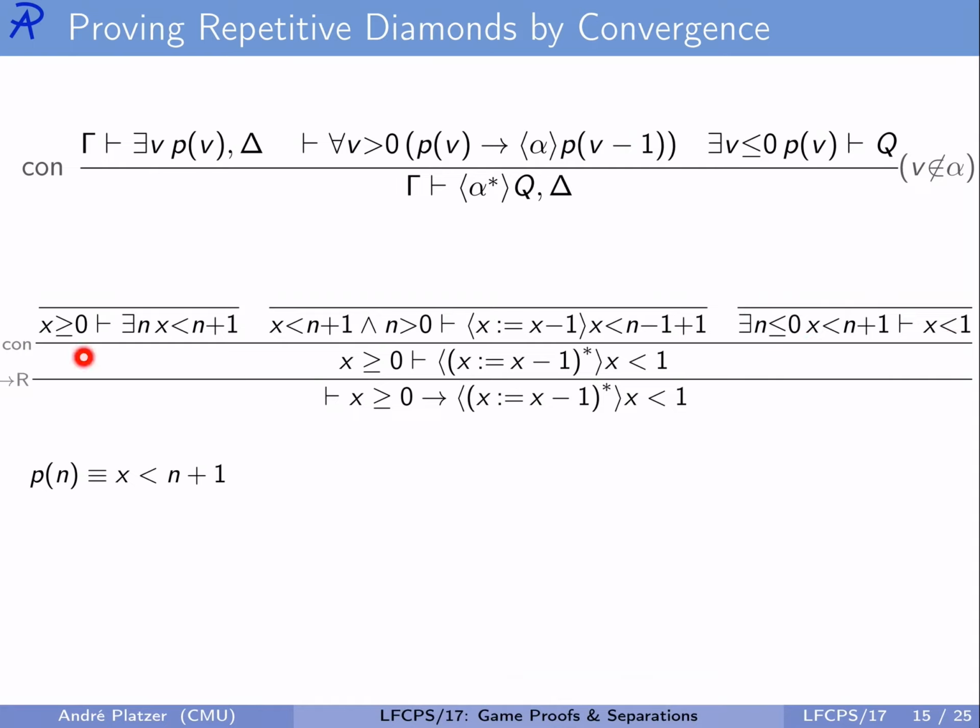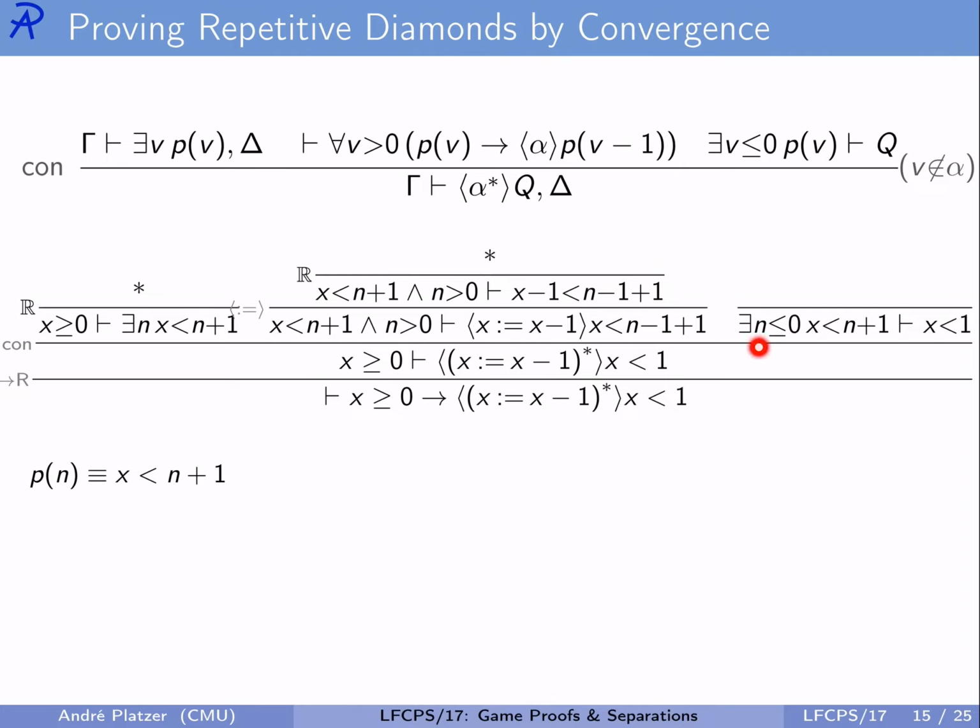Let's prove them separately. So if x is greater or equal to 0, then there is an n such that x is less than n plus 1. Yeah, sure. Just choose x for n. So that's easily provable by rule arithmetic. What do we do here? Well, we apply, of course, the assignment, reduce it to that question, and now if x is less than n plus 1 and some other things, then x minus 1 is less than n minus 1 plus 1, which of course could have been cancelled away, which is easily provable by arithmetic as well.